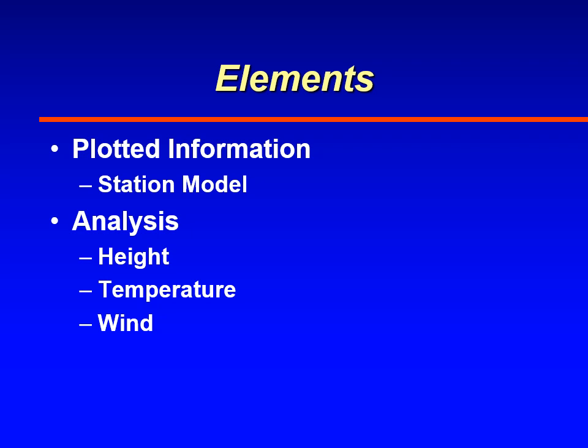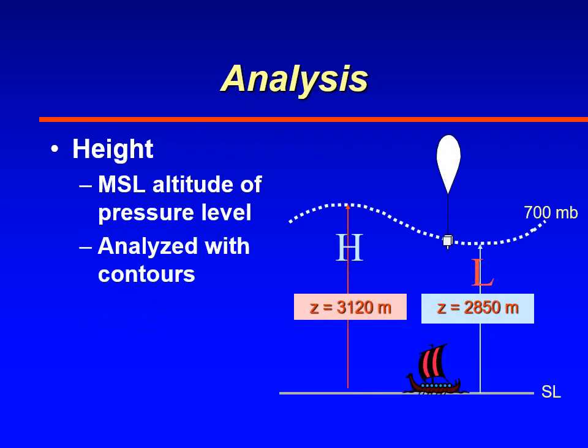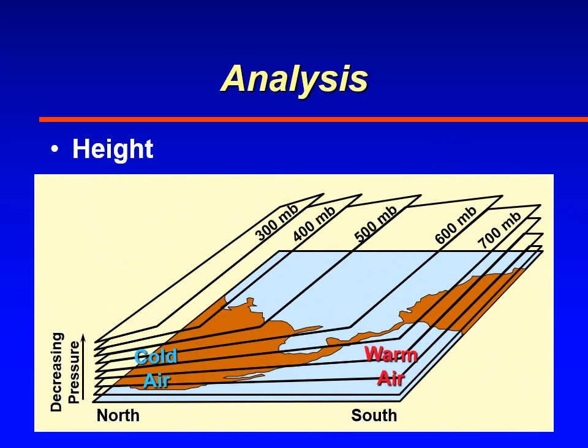So that was the plotted information. As far as the analysis that's done, they do height analysis, temperature analysis, and wind analysis. In the height analysis, as we mentioned, the height of the pressure surface varies depending upon whether there's warm air or cold air in a given region. Where the heights are lower, we call that relatively lower heights, or a low. Where heights are higher, we call them relatively higher heights, or a high. And then we plot that on the chart.